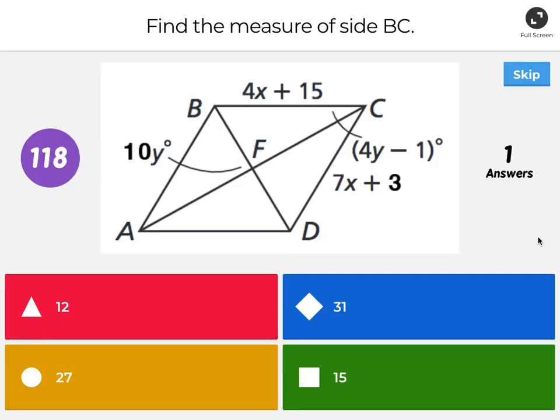Find the measure of BC. So here's side BC. Oh, I should have said this is a rhombus. What do I know about the sides of a rhombus? They are congruent. So what should I do with these sides? Set them equal. If the sides are congruent, set them equal to each other. If I want to find the measure of the side, what do I have to solve for first? To solve for x. Very good.